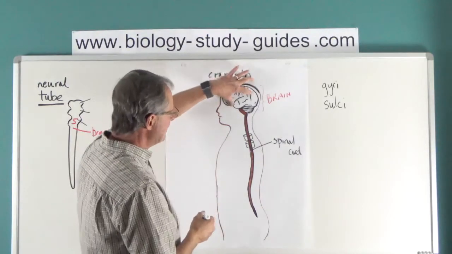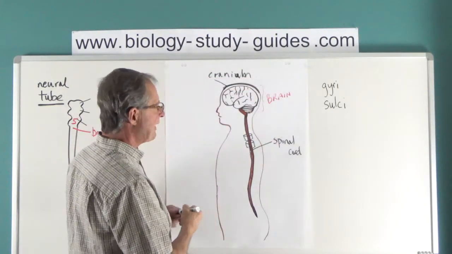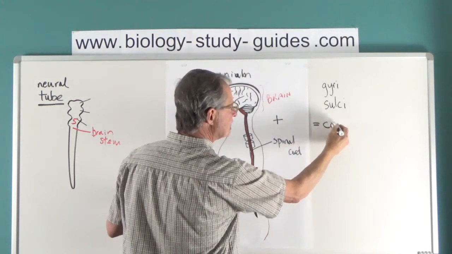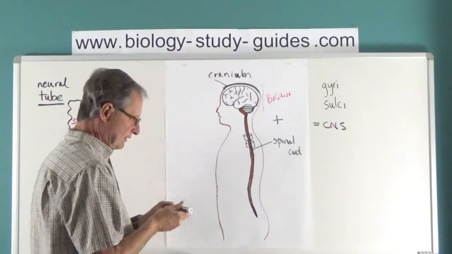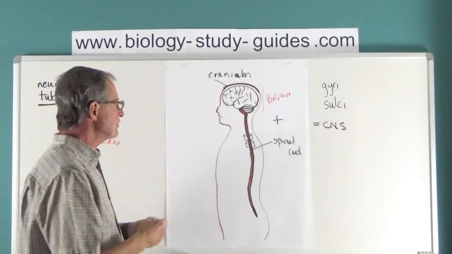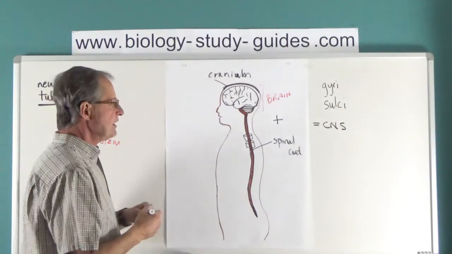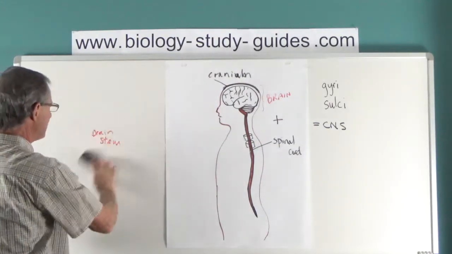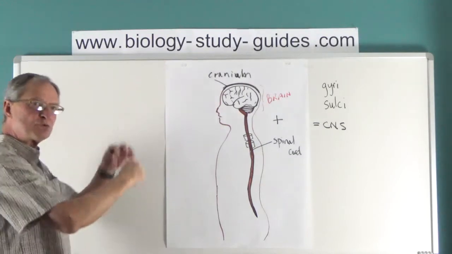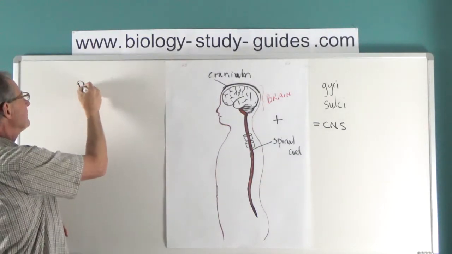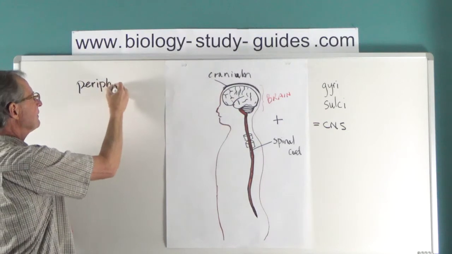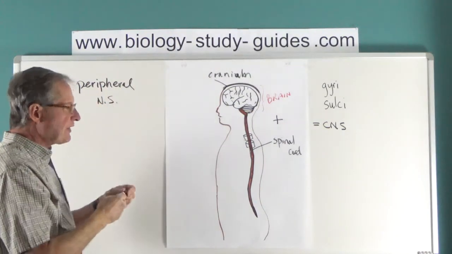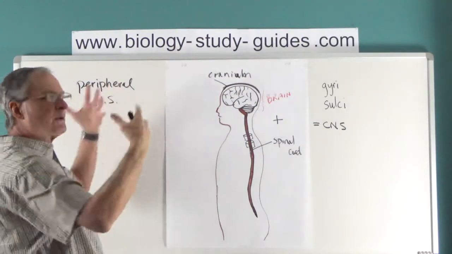What we've got represented here, the brain plus the spinal cord, is equal to the central nervous system. Well, in addition to the central nervous system, there's the peripheral nervous system. Peripheral? If you think of perimeter, it means around. So the peripheral nervous system is that component of the nervous system that goes around the body.